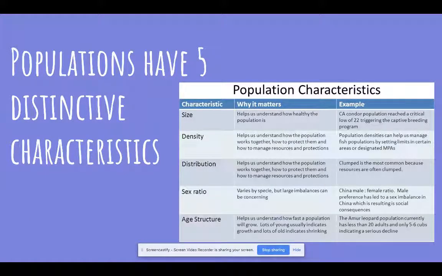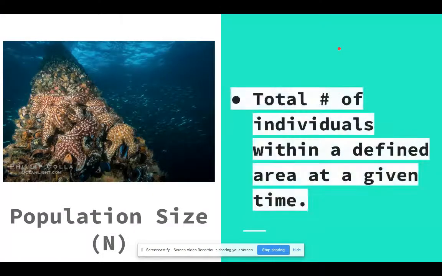We're going to jump in and talk about them right now, but this is a great little chart to refer to. Kind of gives you why it's important, and then also examples are always good to understand as well. So let's get into it. Size is pretty self-explanatory. If I want to know the size of a population, I'm just counting individuals. How many are in this area?